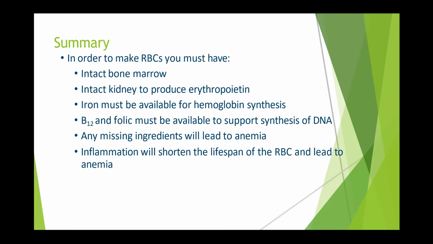So, in order to make red blood cells, what do you need? Bone marrow has to be intact. Your kidney has to be working properly to make erythropoietin. There's got to be iron. You need that for hemoglobin synthesis. You need B12 and folic acid to support the synthesis of the DNA. And if you're missing any of these, you will become anemic.